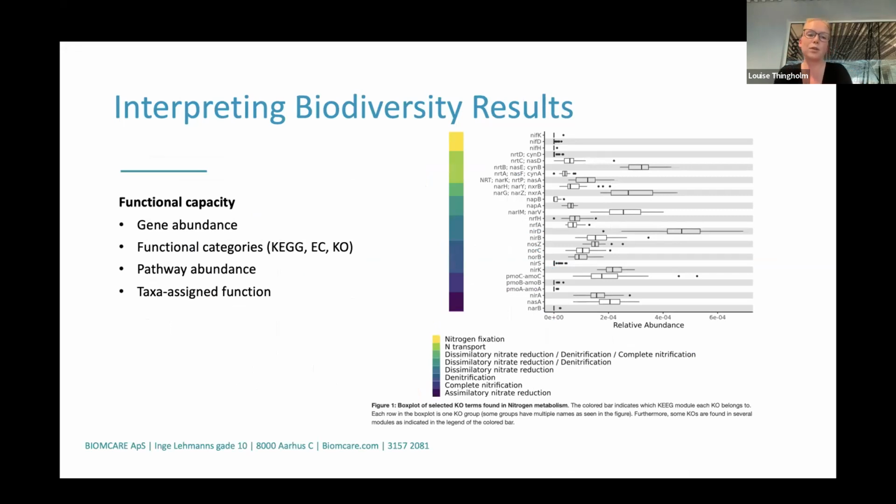And if you used shotgun sequencing, then you can also look at the functional capacity. I here just show one of our pictures of nitrogen metabolism, where we can look at different genes and how abundant or decreased they are in different samples. And we can relate this to the diversity we see, or to the study design that you have. So again, helping you to extract information about what is going on in the microbiome.